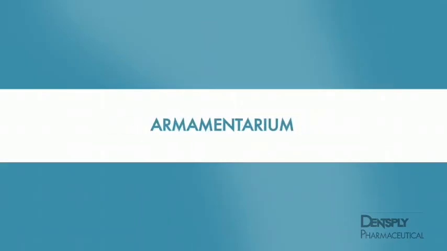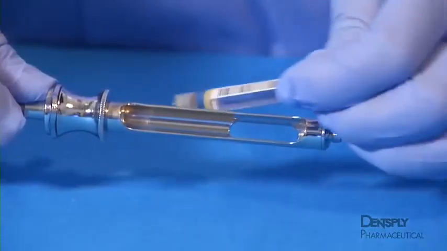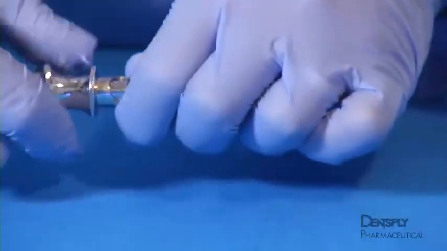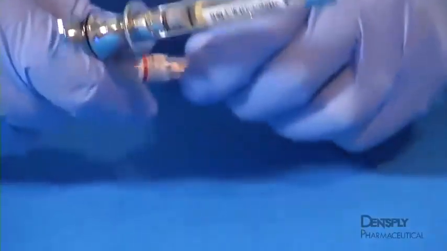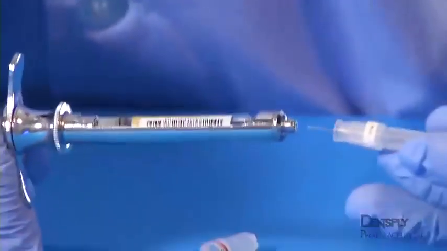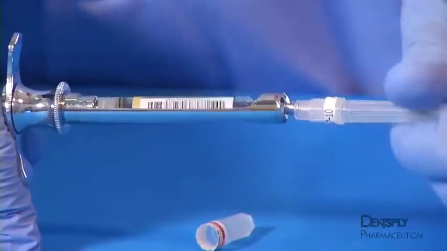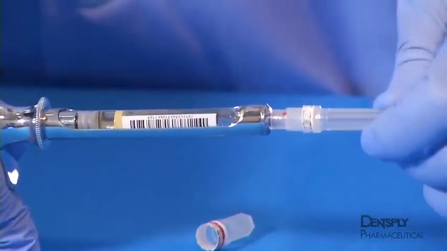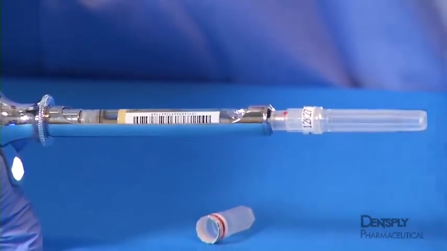Armamentarium. Patient safety and comfort rely on several factors, including the armamentarium used for local anesthesia, proper patient positioning, and the application of a topical anesthetic prior to injection. When used correctly, the sterile single-dose cartridge, disposable hypodermic needle, sharps, and sterile aspirating syringe combine to ensure accurate placement of the local anesthetic solution with minimal risk to the patient.